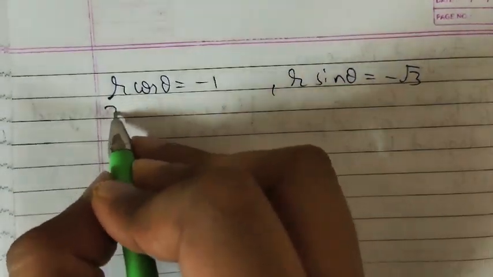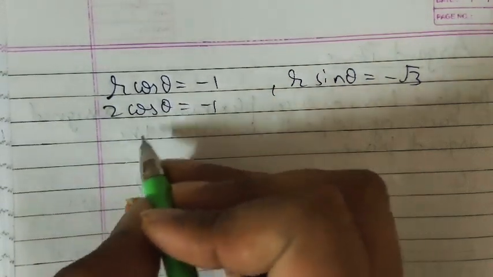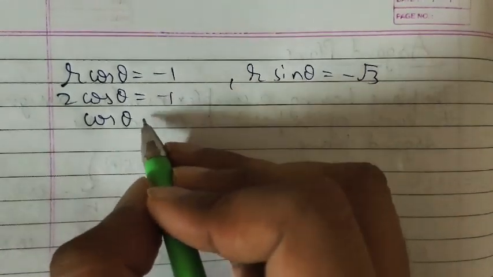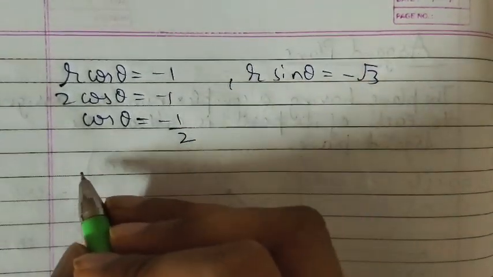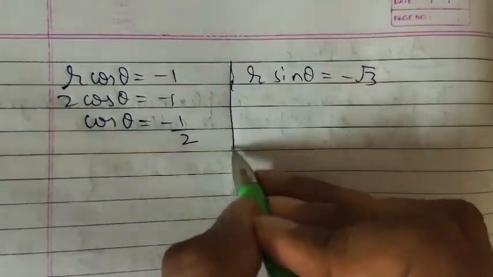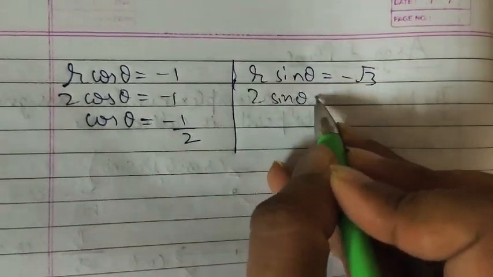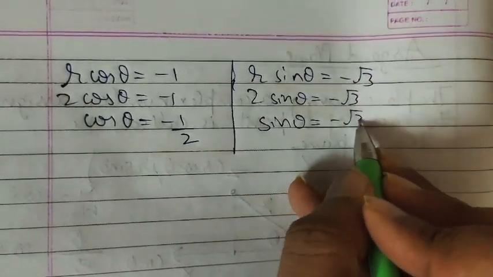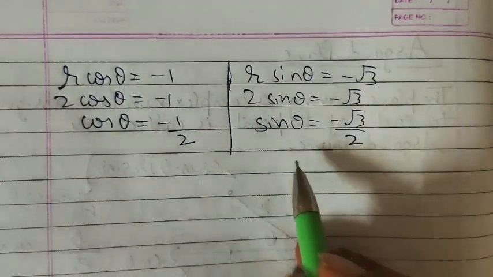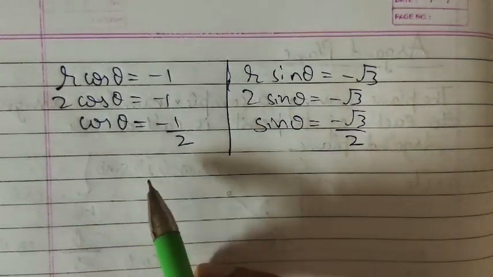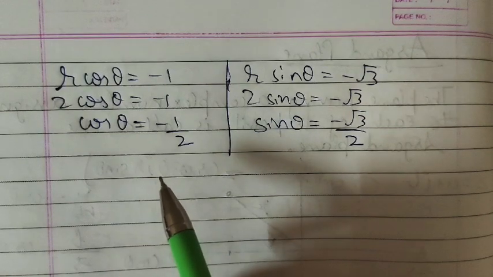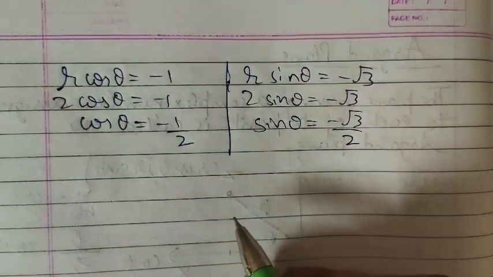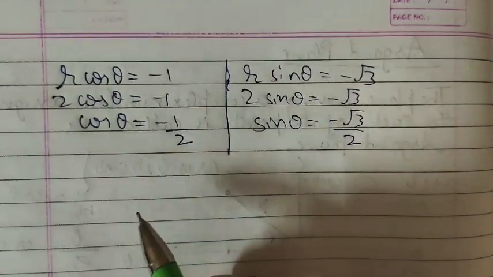So r cos theta means 2 cos theta is equal to minus 1, so cos theta is equal to minus 1 by 2. Similarly, 2 sin theta is equal to minus root 3, so sin theta is equal to minus root 3 upon 2. Now the quadrant in which both cos and sin are negative is the third quadrant. So we can say theta will lie in the third quadrant.